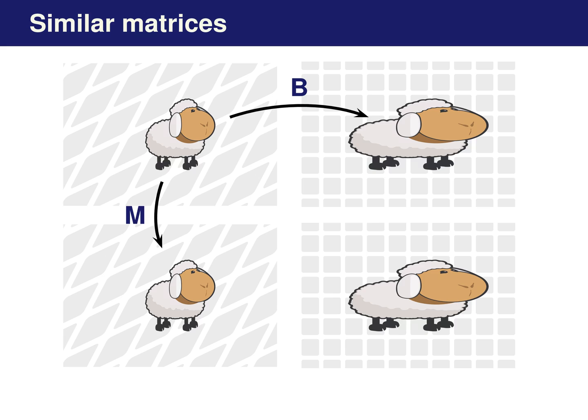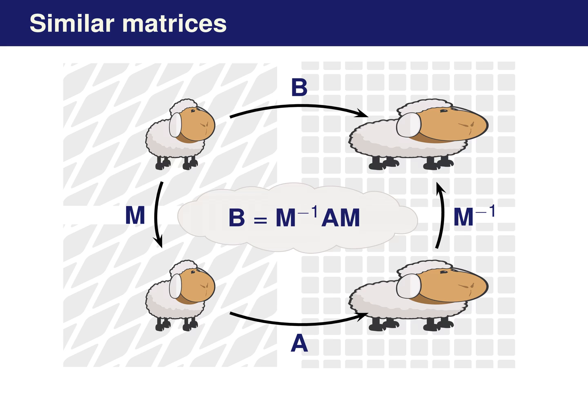First, apply the matrix M which changes the basis into the standard basis. Now that we are in the standard basis, apply the matrix A. This will stretch the sheep. We need to go back to our basis b1, b2, so we apply the change of basis operator M inverse which takes us from the standard basis to b1, b2. The matrix B equals M inverse, times A, times M.